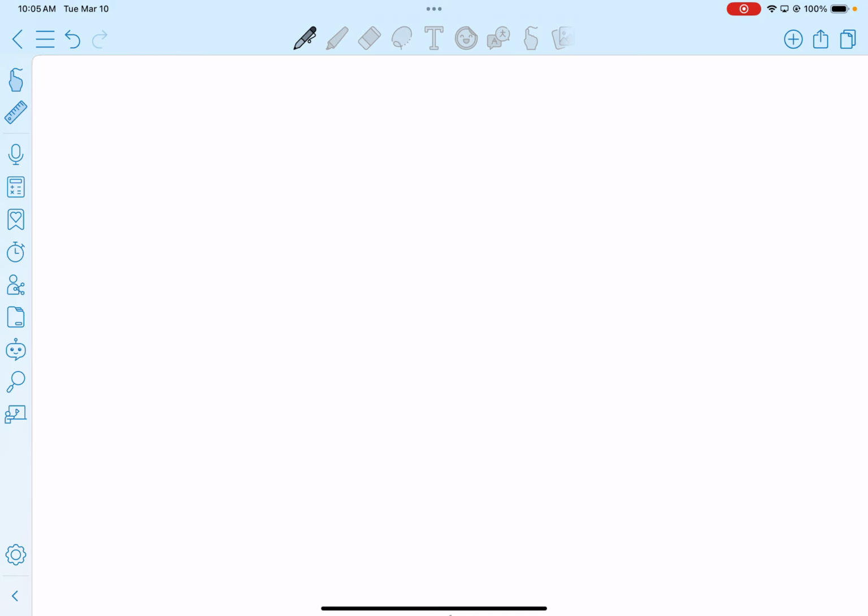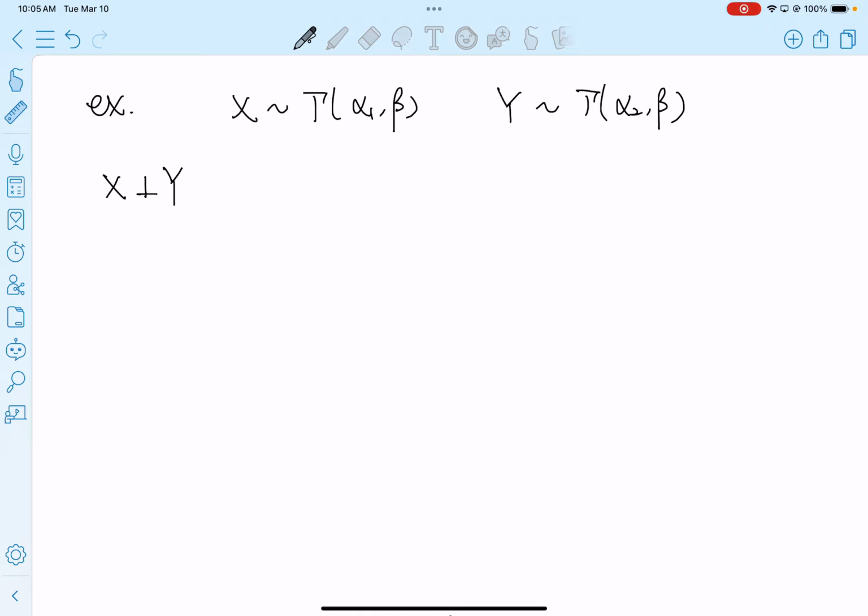Okay, so now let's consider the following random variables and transformation. Let's suppose we have a random variable x that follows a gamma distribution with parameters alpha 1 and beta, and also a new random variable y that follows another gamma distribution with parameters alpha 2 and beta. Let's also assume that x is independent of y.